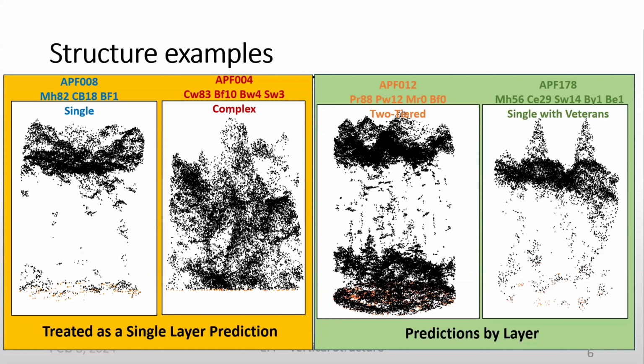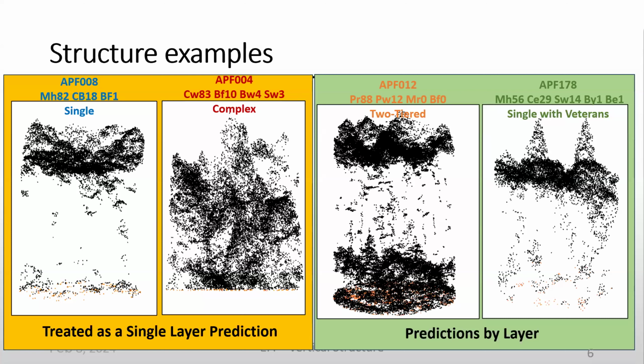Then moving to the right of it is a complex stand with a very deep canopy, no distinct layers. The third from the left is a two-story canopy. There's an upper layer, a lower layer, and a gap in between. And on the far right is a single tree with veterans. There's a canopy layer, but some crowns are emerging quite a bit above that main canopy layer. So those are the four types of structure that we were working with.